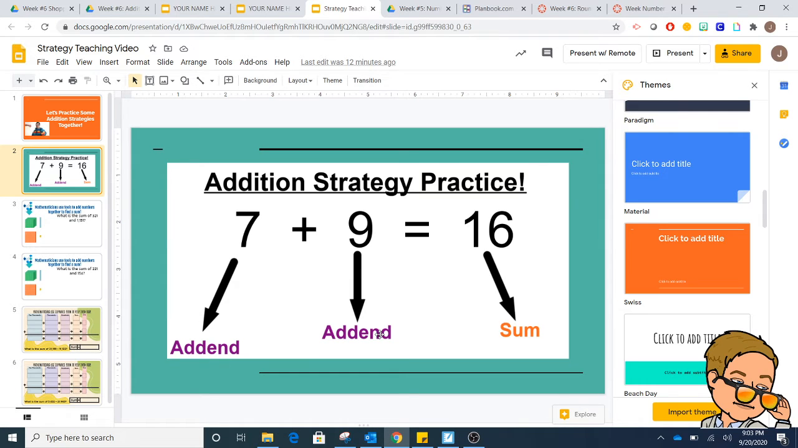So the first two words here you see are addend, and that is a word that means a number you're adding to another number. So 7 and 9 in this number sentence both are addends. They're adding together to create a sum, which is the answer to an addition problem. So you're going to be finding the sum with two addends today.